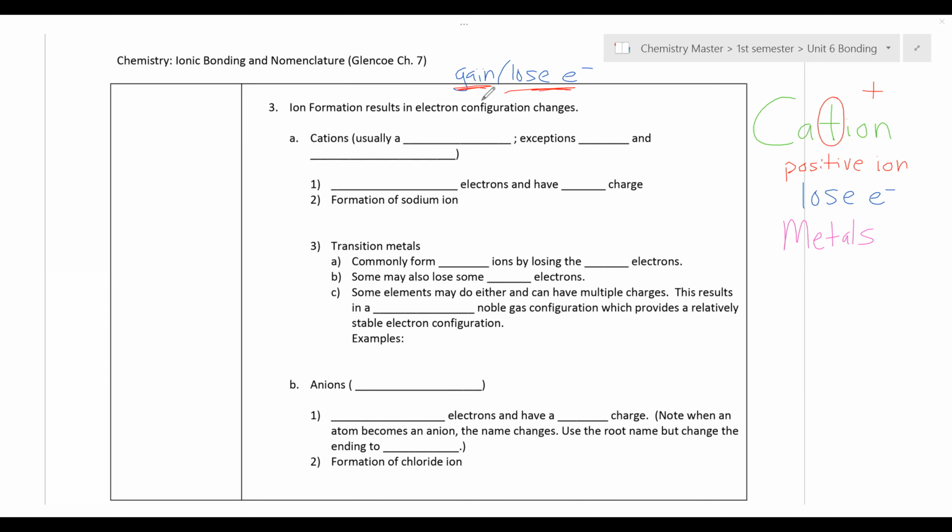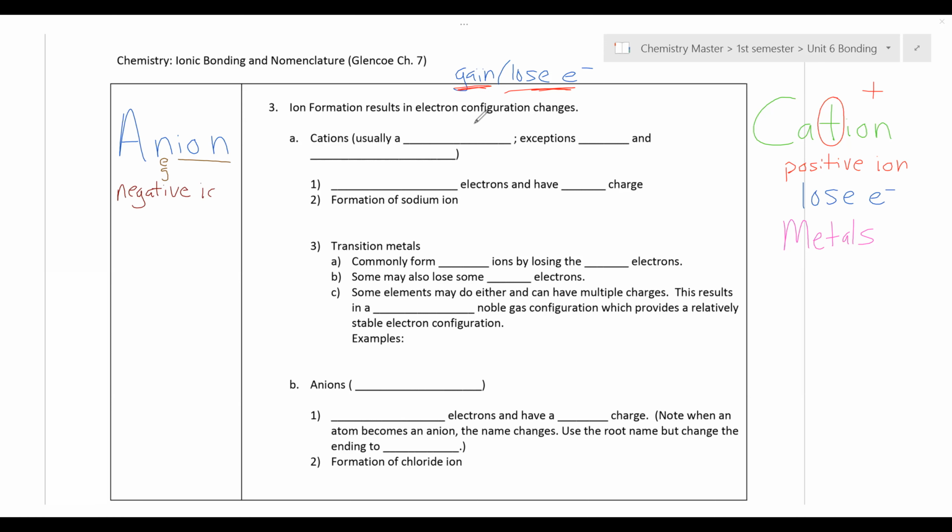So that means we should have the exact opposite on the other side. Anion. Anybody remember how we know anion is the negative one, just besides the fact that it's the opposite? Anion is the negative one. It is a negative ion. So this should be the opposite of everything that we had on the other side.